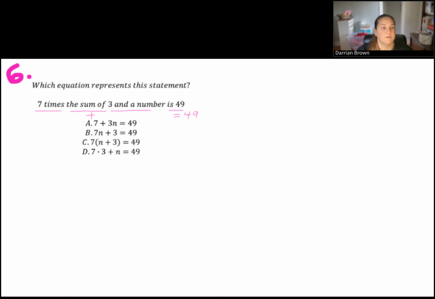Okay, so 7 times the sum of 3 and a number. So 3 and a number are being added. Then it says 7 times that. So we need to put that in parentheses and put a 7 on the outside. It says is 49 means equals 49. Do y'all see an answer that matches that? Very good. C. And you might notice that what's in the parentheses is in the opposite order. That is totally fine. As long as they're both in there and they're both being added, it doesn't matter what order they're in.